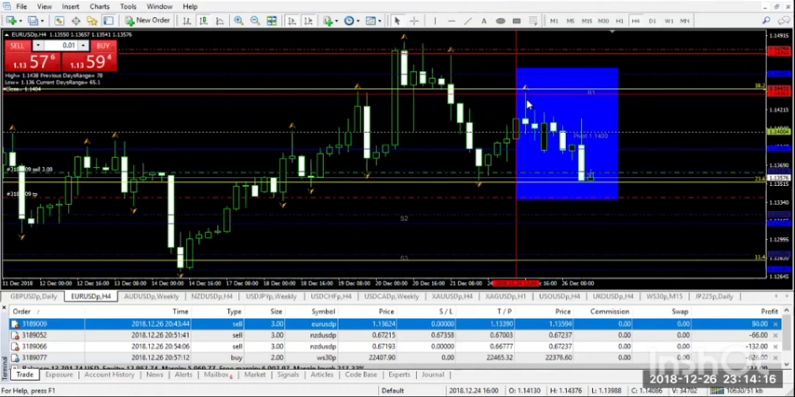Isn't it because the swing low on the left? Do you mean this one? Yes. This does count as a swing low, and that's why the price has reversed.